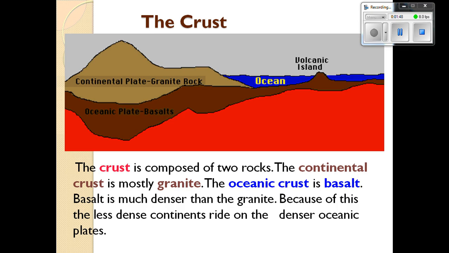Within the crust, it's composed of 2 rocks. The continental crust is mostly granite. The oceanic crust is basalt. Basalt is much denser than the granite. Because of this, the less dense continents ride on the denser oceanic plates.